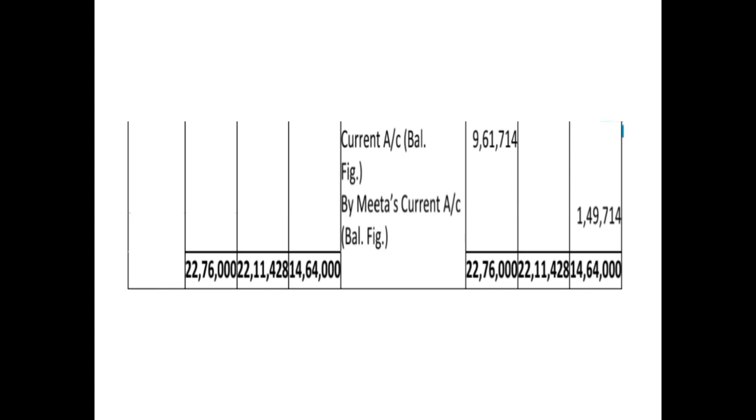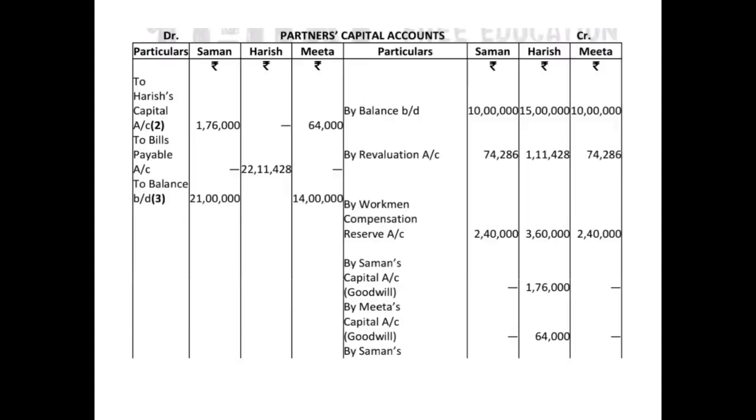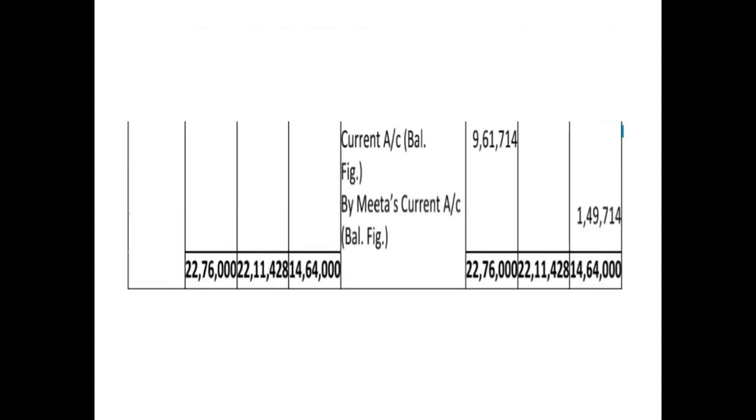And since it is transferred to the debit of their current account, that means it is a deficit. So this deficit will be shown on the asset side of the balance sheet, and then ultimately we will calculate the closing balances as 21 lakh and 14 lakh of Saman and Meeta. So here we have shown the current account transfers of Saman and Meeta, which is transferred since it was a deficit. Their required capital was more than the existing capital, and therefore it is a deficit which is transferred to the debit of their current account, which will be shown on the asset side of the new balance sheet.